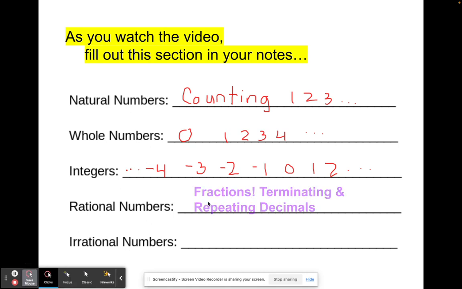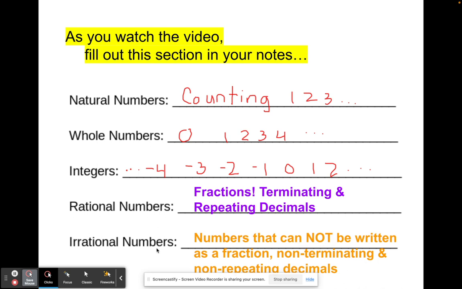And my rational numbers, they're my fractions. They're terminating and repeating decimals. Terminating decimals and repeating decimals can all be written as fractions. So if a number can be written as a fraction, it's going to be a rational number. And lastly, we have our irrational numbers, numbers that cannot be written as a fraction. They don't terminate and they don't repeat.